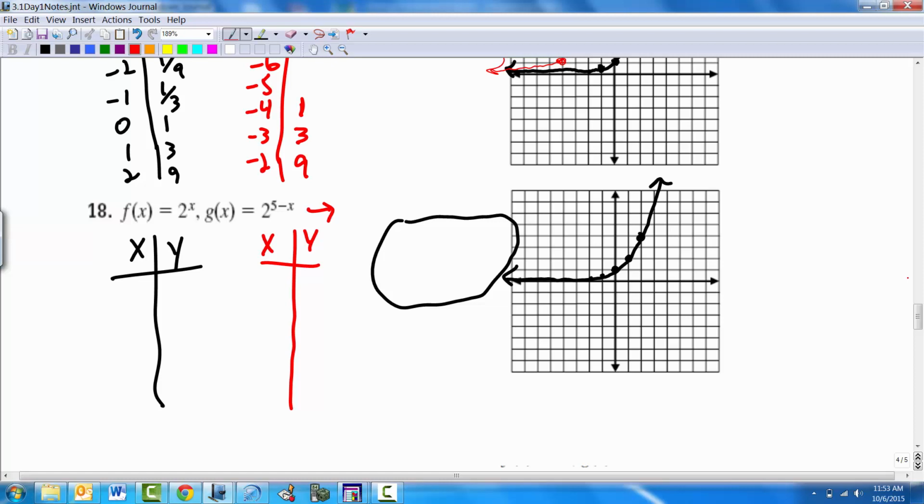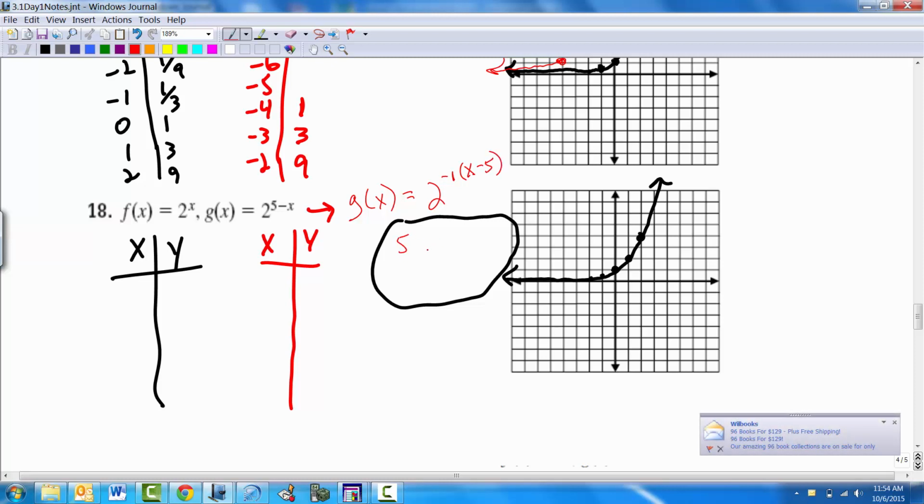This is one that you should remember, because all functions are affected the same way. So what should I do with 5 minus x? I should factor out a negative, and then what does 5 minus x become? So what should that become then? A move of 5 which way? Let me write that second. 5 right. And then what does that negative on the inside of the exponent do?